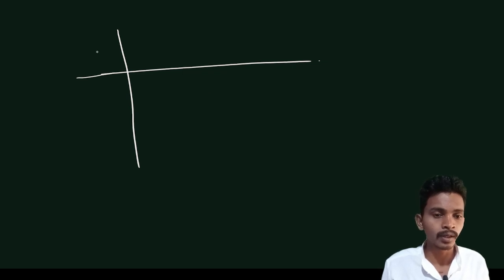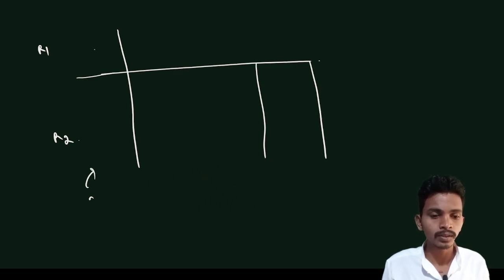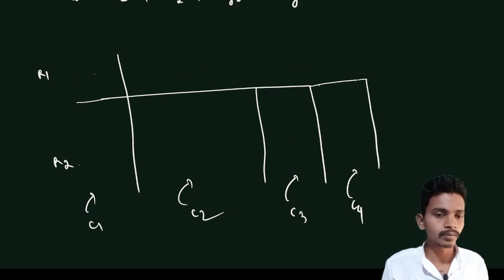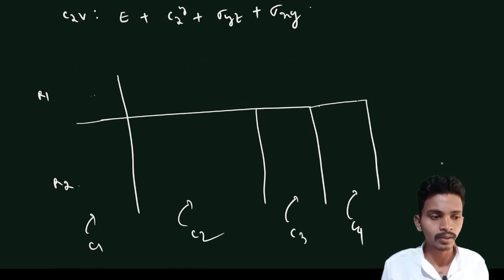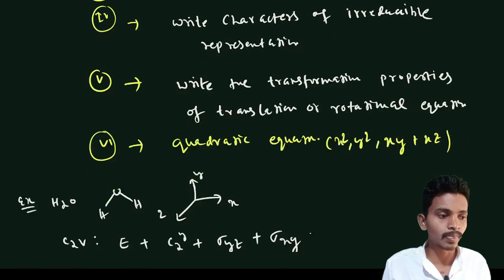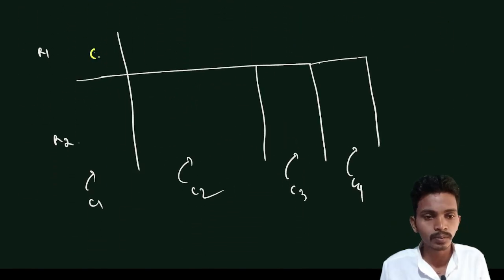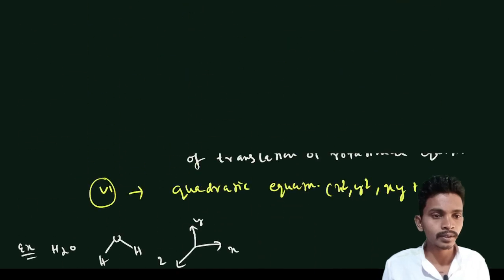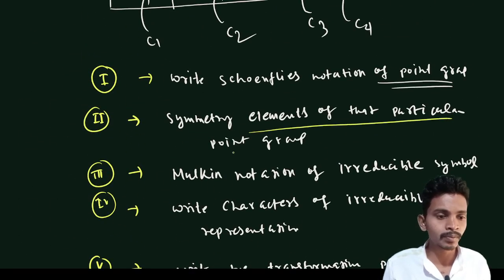So this is row 1, this is row 2, and this is column 1, and we have column 2, this is column 1, this is column 2, and this is column 3, and we have another column 4. So here, in the first part we write the Schoenflies notation of the point group. Here our point group is C2v, and in part 2 we write the symmetry elements of the particular point group.